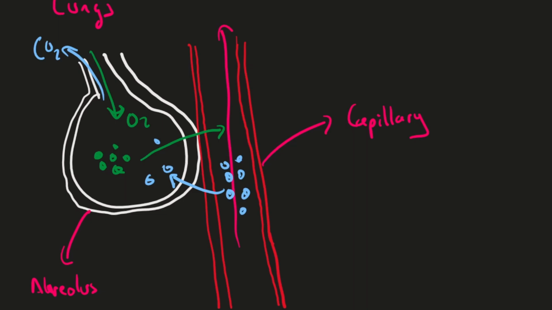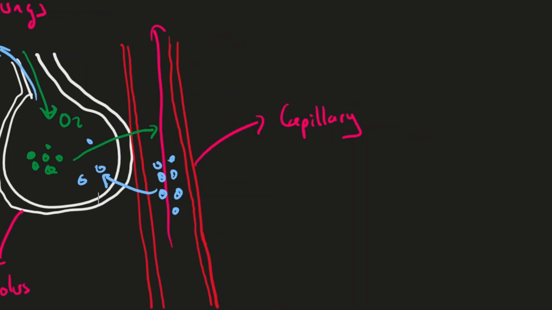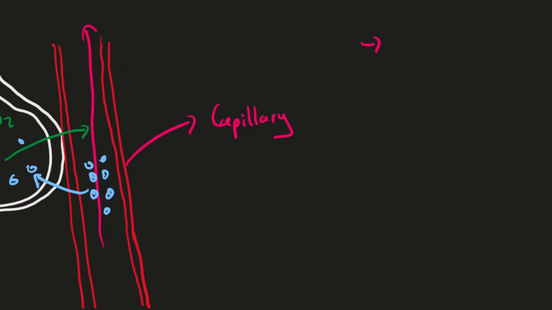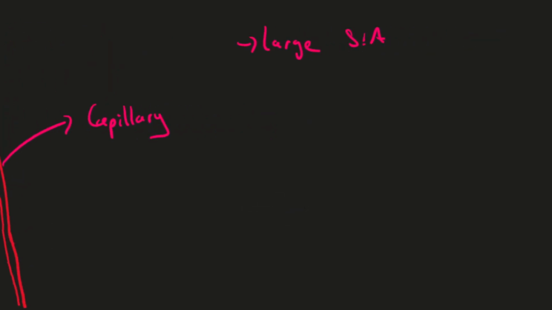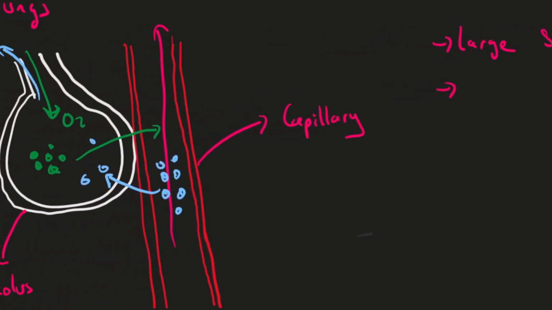And because you have this regular flow of air into the air sacs and a regular blood flow from the capillaries, that means that your concentration gradient is maintained essentially. So a few ways in which the lungs are adapted for this gas exchange. Essentially, you can say there is a large surface area, or if you want, you can even say it's a large surface area to volume ratio. And the idea is then, as we mentioned before, that increases the rate of diffusion.